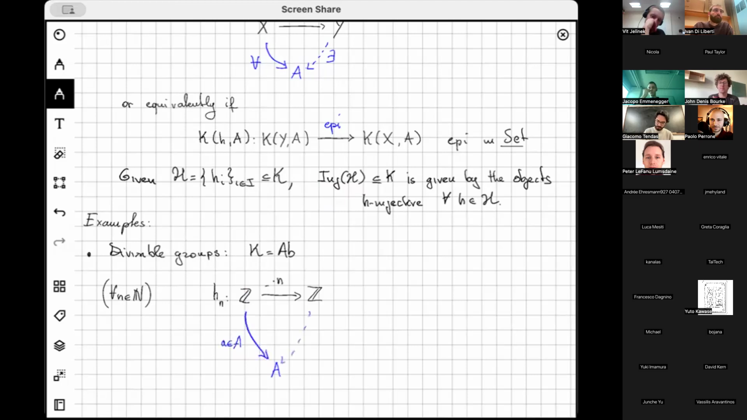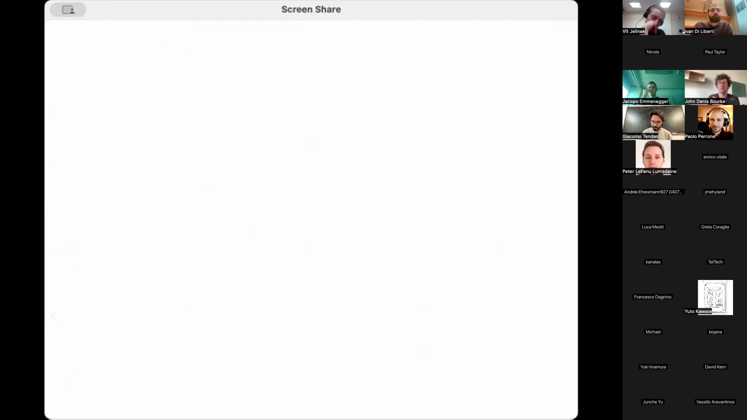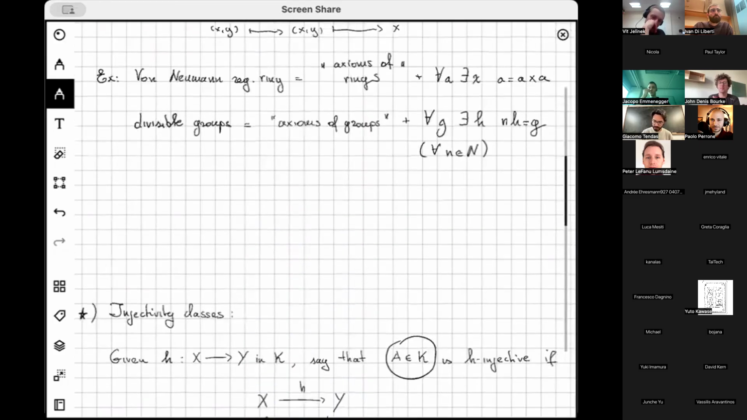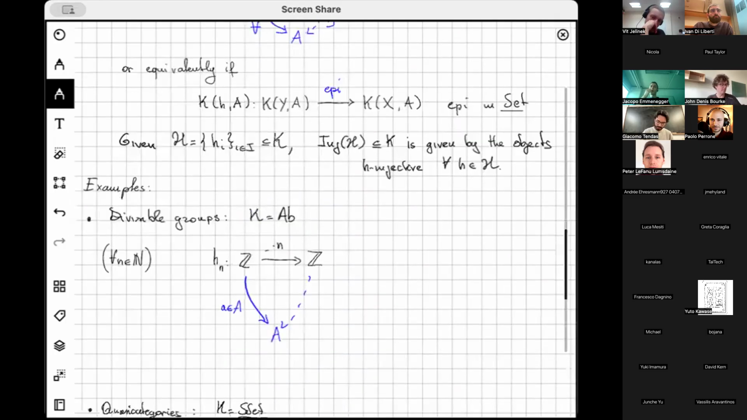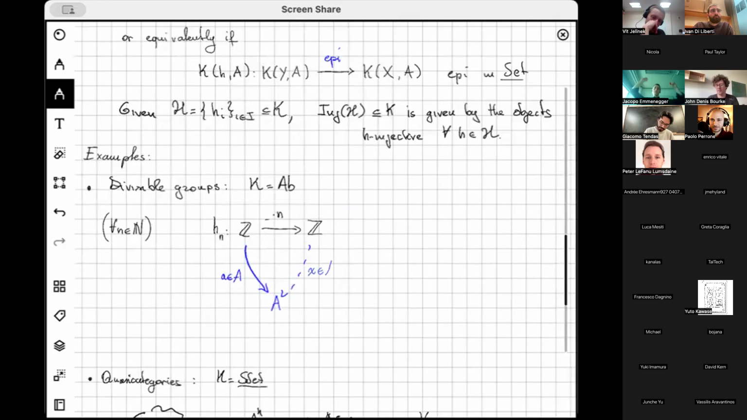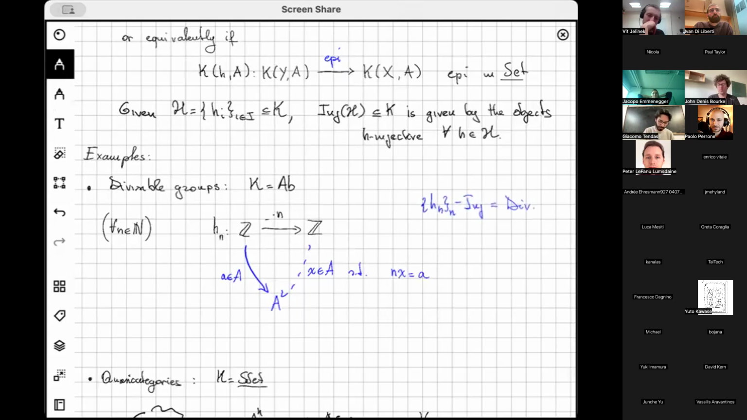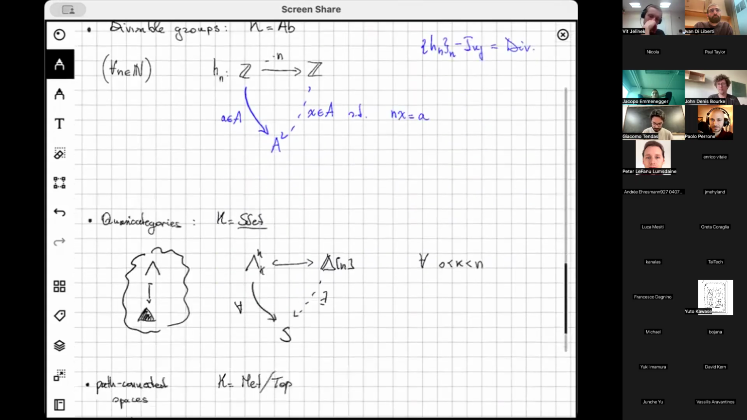And to give a factorization here is to give an x in A such that, okay, mix the notation with regular rings, but who cares? Such that nx is equal to a. So Hn-injective is exactly the category of divisible abelian groups. But then you have even more interesting examples, whatever you find interesting.